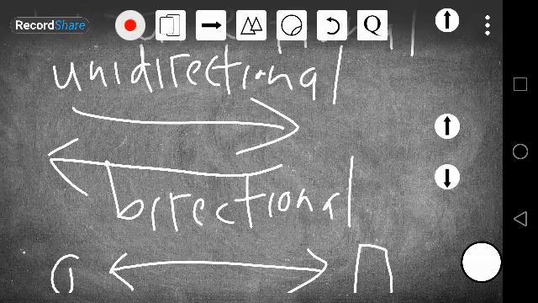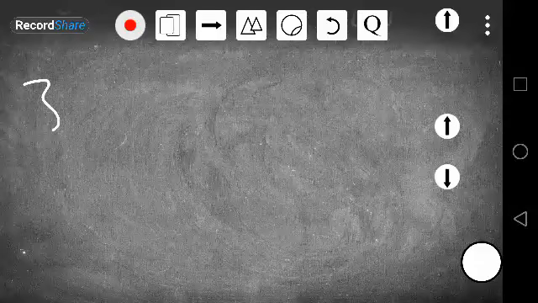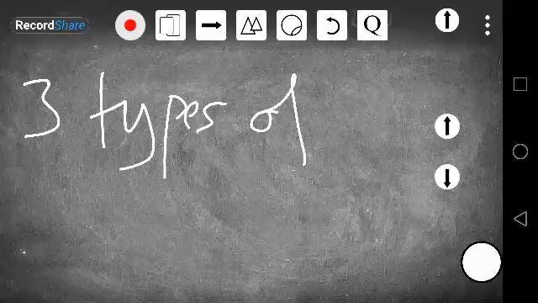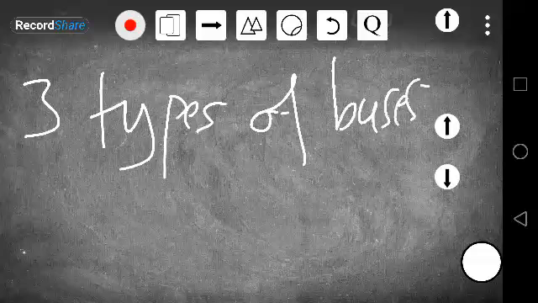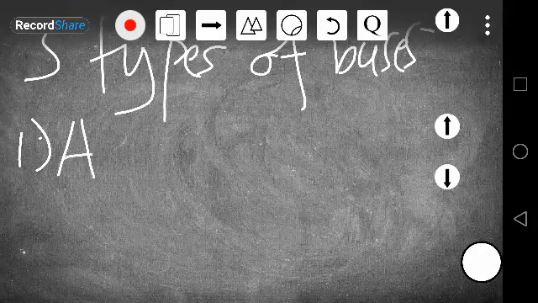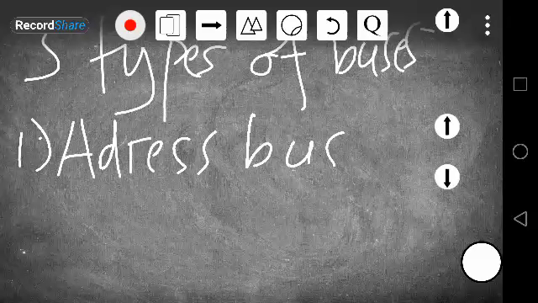Now, we need to look at three types of buses. Three types of buses. All right? Now, the first one, I'll start with the address bus. Address bus. Now, what is an address bus?